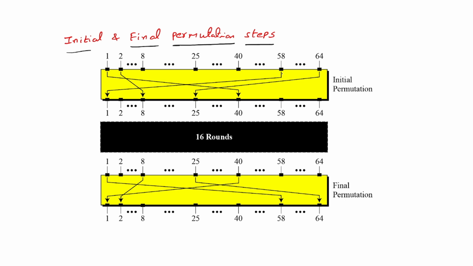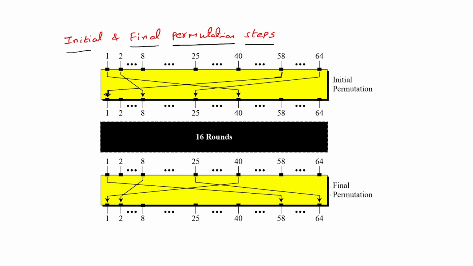the 58th bit will become the first bit in the initial permutation, and the first bit will become the 48th bit. Like this we need to change the position of the 64 bits. After that we need to perform 16 rounds, and then the final permutation. It is inverse to the initial permutation. In the initial permutation, the 58th bit will become the first bit, and in the final permutation the first bit will become the 58th bit. That's why it is called the inverse of the initial permutation.